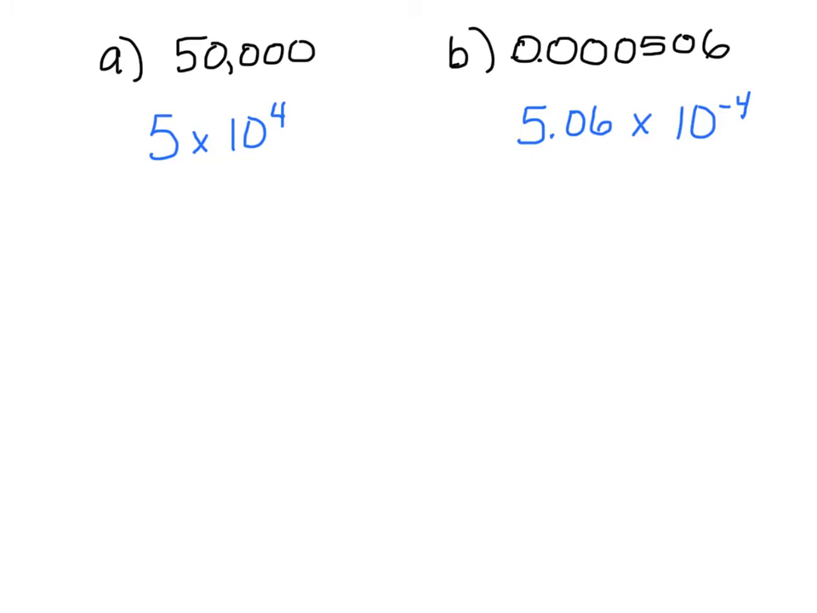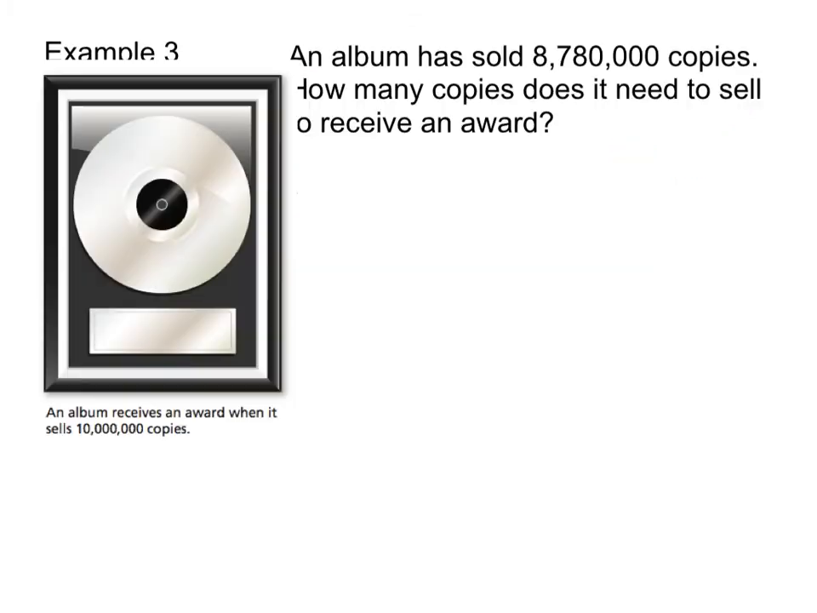In A, 50,000 would be written as 5 times 10 to the 4th power. I take my decimal and I move it 4 spaces. That gives me 5 or 5.0 times 10 to the 4th power. Because the number is greater than 10, my exponent is positive. Basically, if you have a really, really big number to start off with, it's going to be positive. If it's a really, really small number, it's going to be negative. Here, 1, 2, 3, 4. So my answer will be 5.06 times 10 to the negative 4 power.